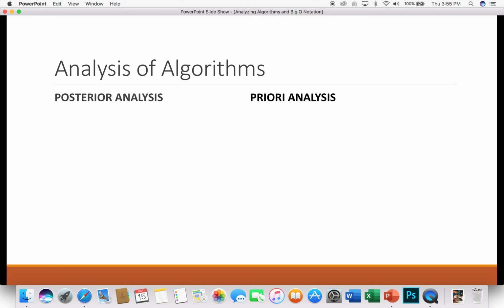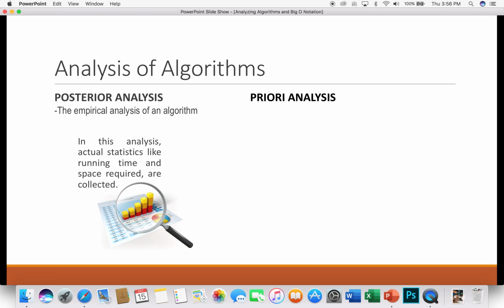Pag sinabi nating posterior analysis, this is the empirical analysis ng algorithm. Ano bang ibig sabihin nun? Yung algorithm mo, ililipat mo na sa preferred mong programming language. Then, execute mo siya. And then from that, makakuha ka ng mga statistics gaya ng running time niya and then yung space na required sa kanya. So, doon mo pag-aaralan gaano ka-efficient yung algorithm mo.